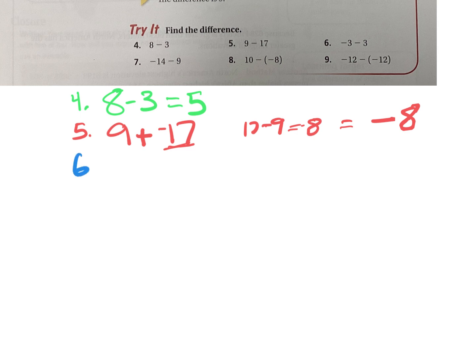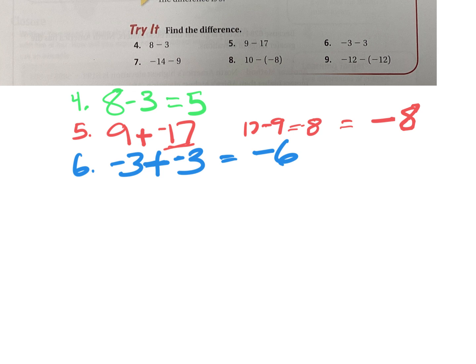Let's do number 6. Negative 3 minus a positive 3. So what I'm going to do is change it from subtraction to addition, but the only way I can change that from subtraction to addition is change this from a positive 3 to a negative 3. Now I have a negative 3 plus a negative 3, and when I add negatives together, I just add the absolute value and put the negative sign in front. So it is a negative 6.